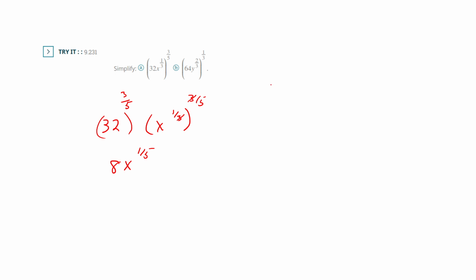Okay, I'm going to give 1/3 to both of these. Okay, I'm going to take the cube root of 64, which is 4, right? Yeah. Okay, now a power to a power means multiply. This will be y to the 2/9. So I'm doing 2/3 times 1/3.